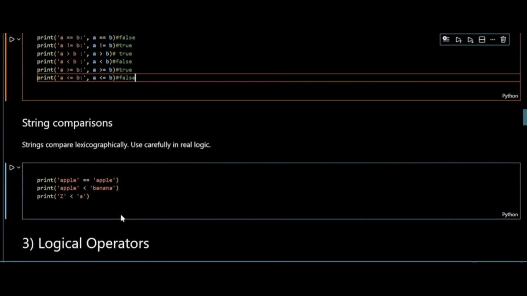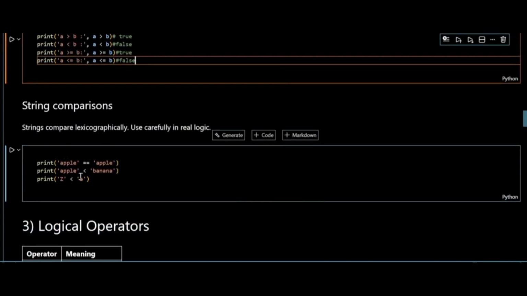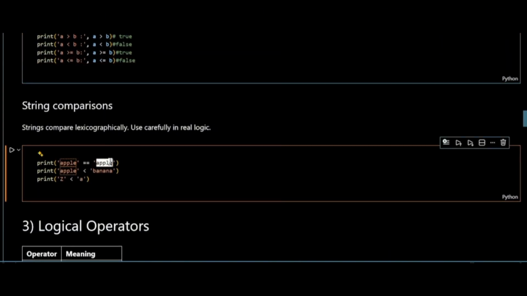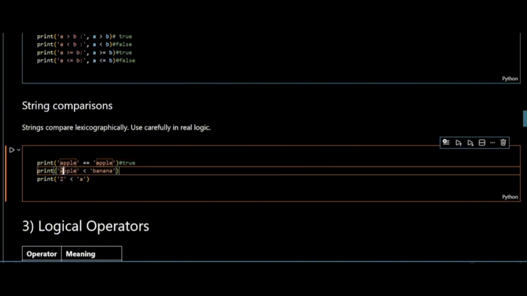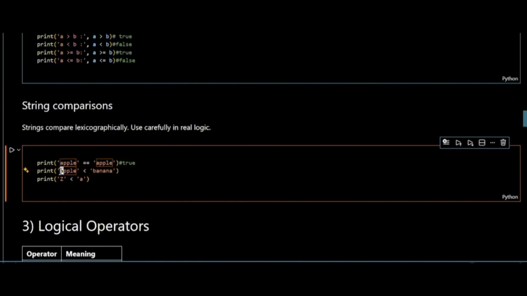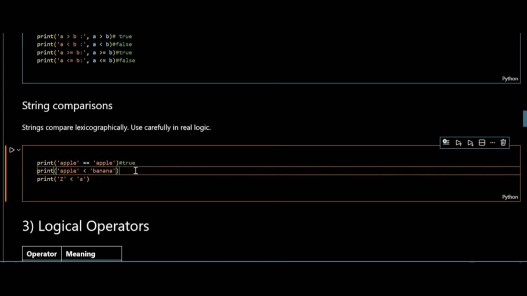We can use these operators to compare strings as well. We have two strings, apple and apple. They are both equal, so they will display true. Now we have different strings, apple and banana, and we can compare their ASCII values. The first character is A, so A is not smaller than B. So this will turn out to be false.